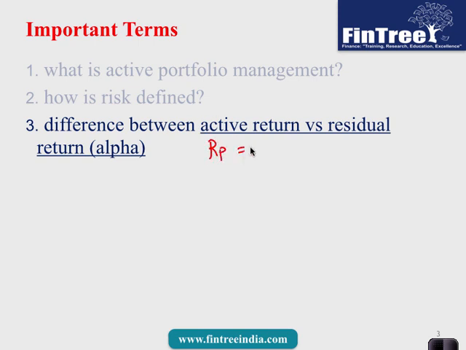Let us say return on portfolio is 25%, risk-free rate of return 8%, return on markets 10%, beta of the portfolio is 3. So now tell me, how much is the active return? How much would be the active return here? It would be 15%. The return that we've been able to earn over and above the benchmark.